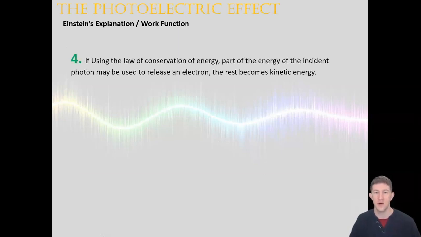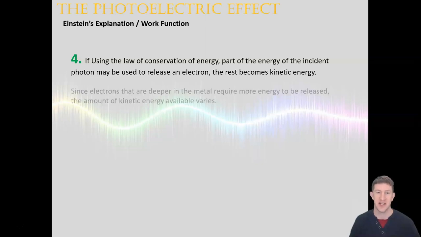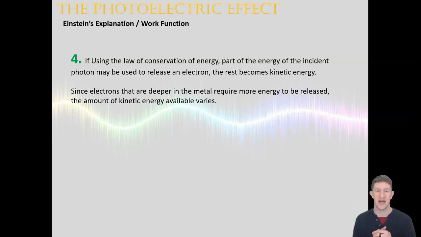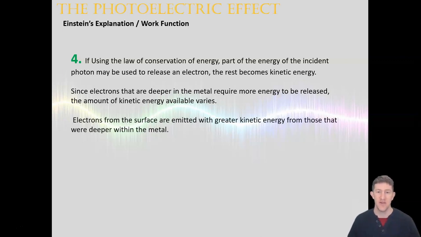4. Using the law of conservation of energy, part of the energy of the incident photon may be used to release an electron. The rest becomes its kinetic energy. Since the electrons that are deeper in the metal require more energy to be released, the amount of kinetic energy that's available varies. So depending on how deep those electrons are, they're going to consume different levels of energy to actually get out. So when they do get out, they end up with this band or this range of kinetic energies available. Anything from the surface is emitted with a much greater kinetic energy because it didn't take as much energy to get it out than something deeper within the surface.